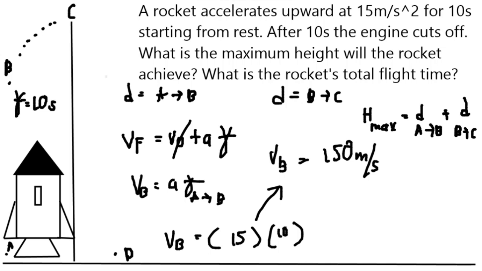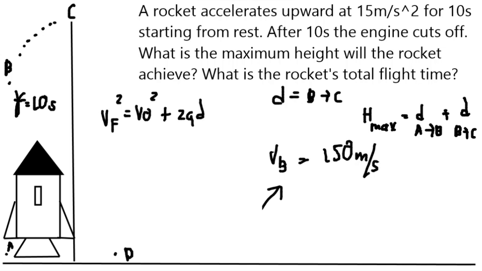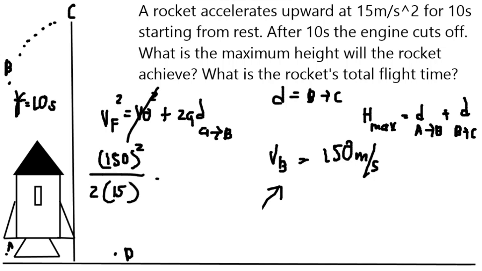So the final velocity before the engine cuts off is going to be 150 meters per second. Now, as we know the final velocity at that point, we can use another kinematics equation to calculate the distance. So we've got V final squared equals V initial squared plus 2 times acceleration times distance. V initial squared is going to be 0, so let's cancel it out. We've got 150 squared here, and we can just manipulate this equation by dividing both sides by 2a.